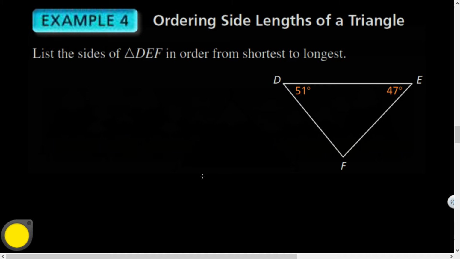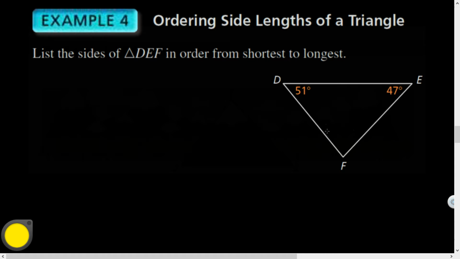All right, it's time to fly. Example 4, ordering side lengths of a triangle. Okay, so here we go. List the sides of DEF from shortest to longest. I'm sorry, guys. I know it's hard to do this without a mountain or a reason to do it, but let's do this anyway.